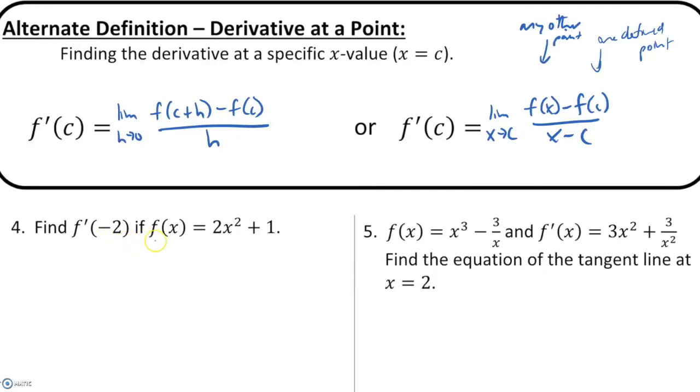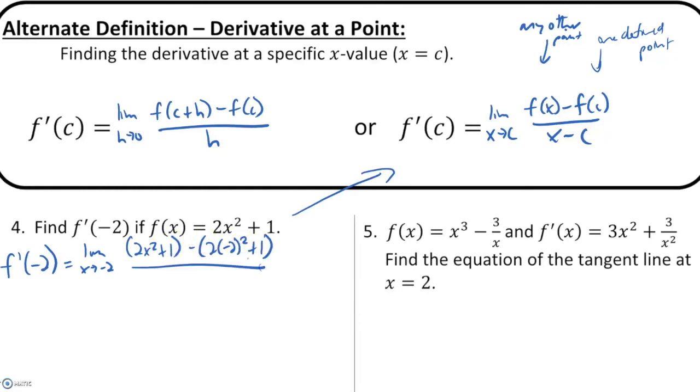Find f prime of negative 2 if f of x equals 2x squared plus 1. What we're trying to find is a derivative at a particular value. Let's go with this definition right here. So what we're going to do is define f prime of negative 2 as the limit as x goes to negative 2 of f of x, which was 2x squared plus 1, minus that function evaluated at negative 2, all over x minus the negative 2, or x plus 2.